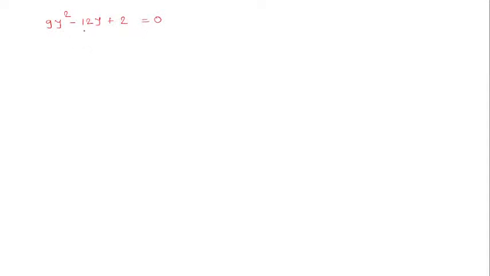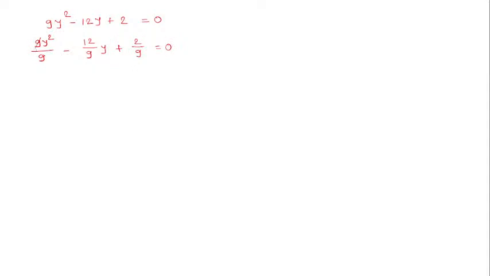We have to solve this by the completing the square method. And the first condition, I have told you, is that the coefficient of the first term must be 1. And if it is not 1, we have to make it 1. So to eliminate this 9, we have to divide throughout by 9. So if we divide the first term 9y square by 9, minus 12 divided by 9 into y, plus 2 divided by 9 is equal to 0.